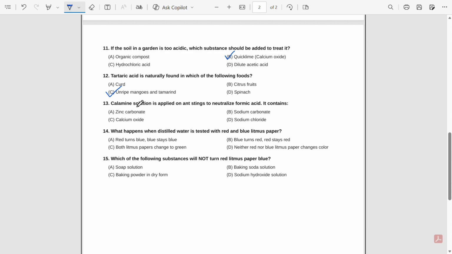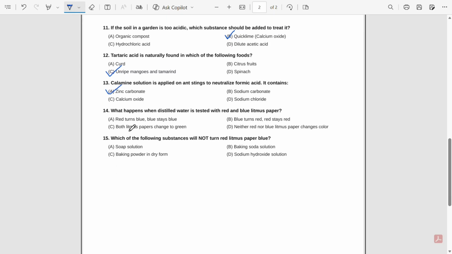What is the composition of calamine solution? You have to guess the composition of calamine solution. See, actually it's zinc oxide. Of course, we can give zinc carbonate. Calamine solution contains zinc carbonate. Next, go for the 14th question.